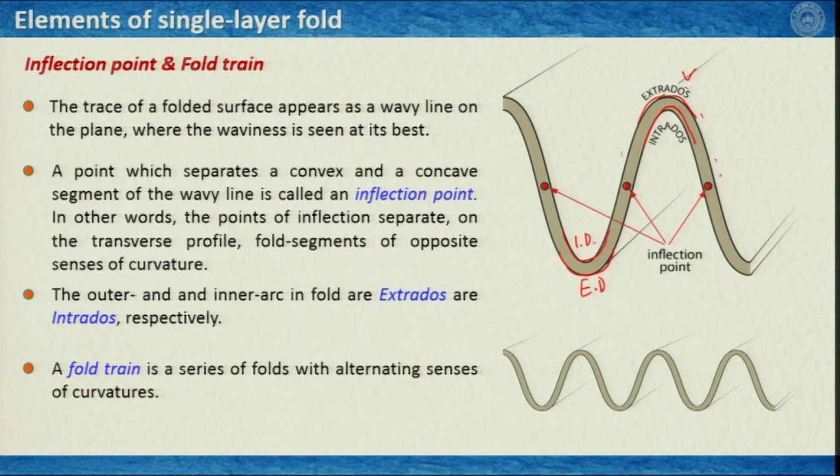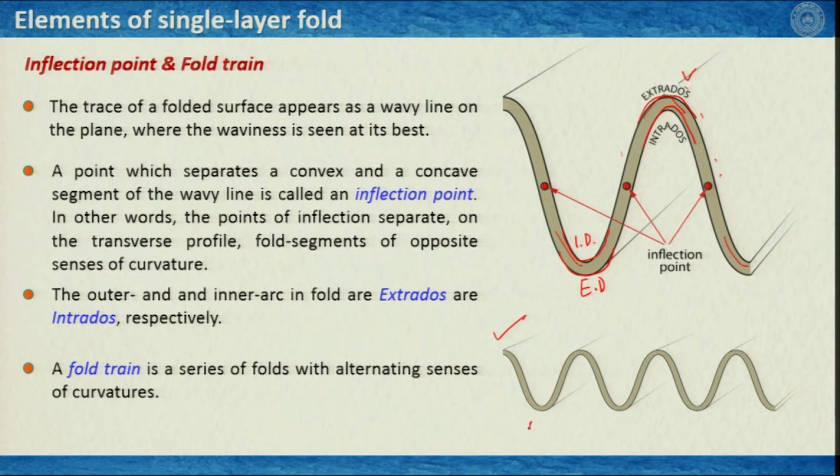Now, if you have a series of folds with alternating senses of curvature, like a series of concave and convex layers, and then again concave and convex layers, they move on from one point to another as shown in this illustration, then it is known as a fold train. So, a fold train is a series of folds with alternating senses of curvature.